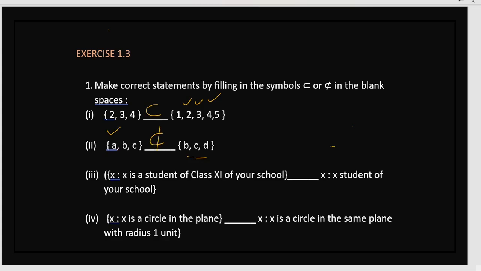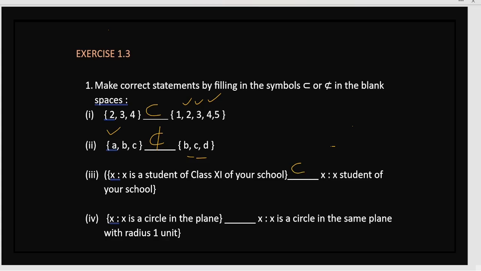Third one, x is such that x is a student of class 11 of your school, and x is such that x is a student of your school. So all the students of your class are definitely the students of your school. So the first set is a subset of the second set.